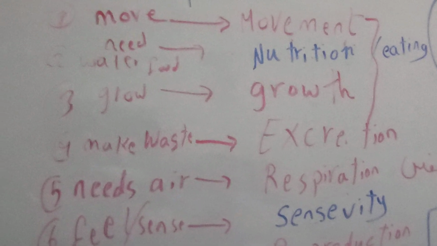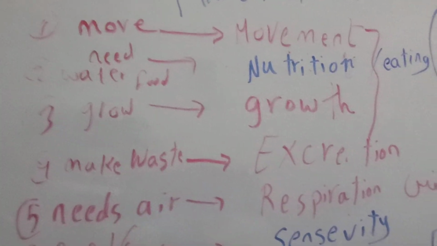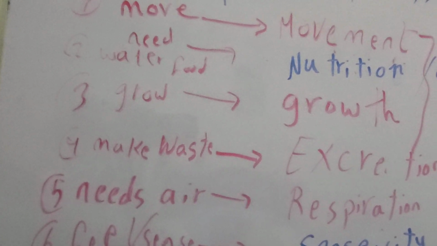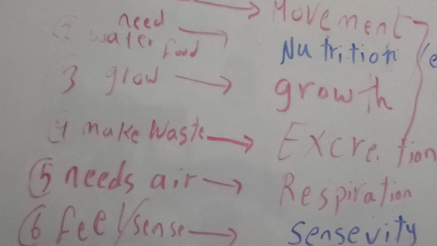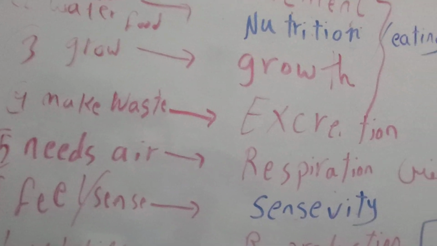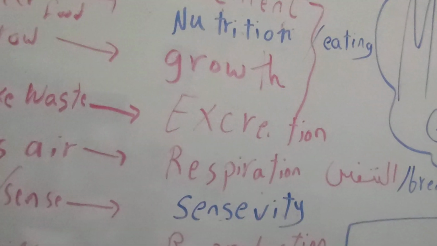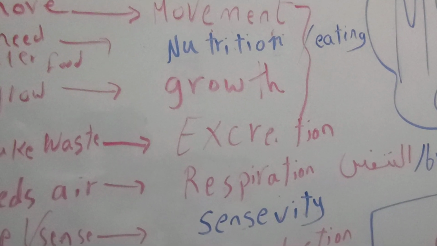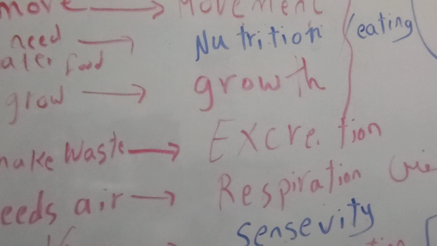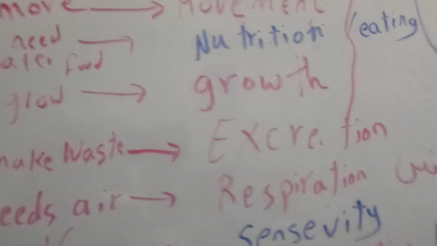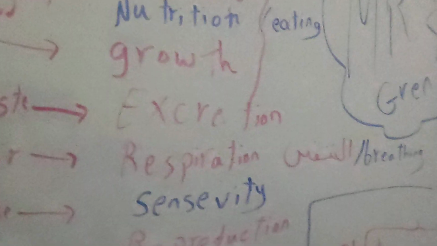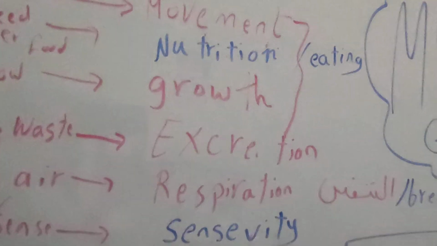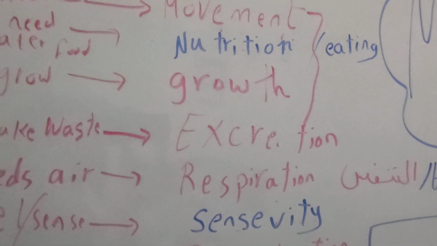We'll see a video about that after we finish this. Next, make waste. When you go to the toilet or sweat, it means you bring out water from your body. You know what sweat is? Yes. It's called excretion. Excretion means that you get rid of wastes like urine or stool. Like when you go to the toilet, when you have to get rid of your urine. This means waste, excretion.